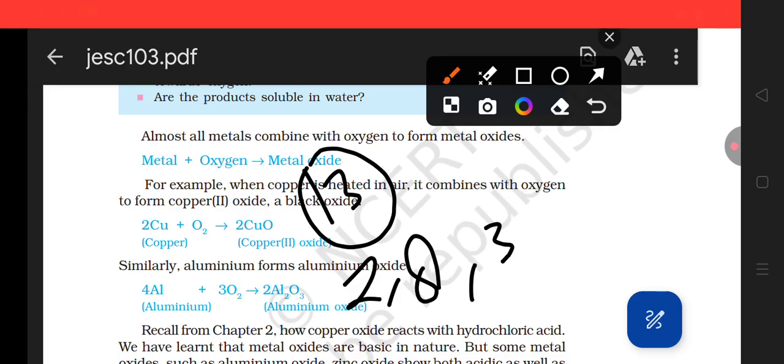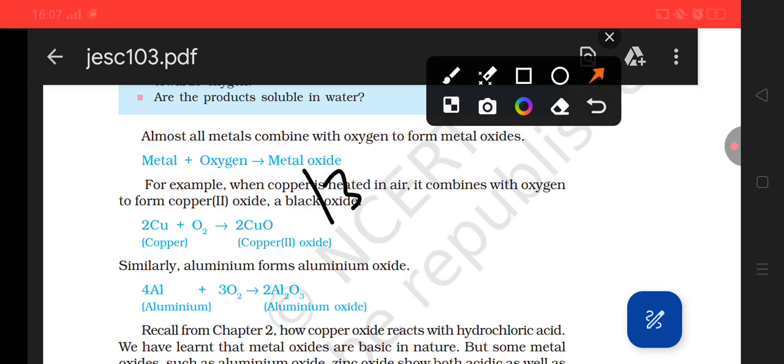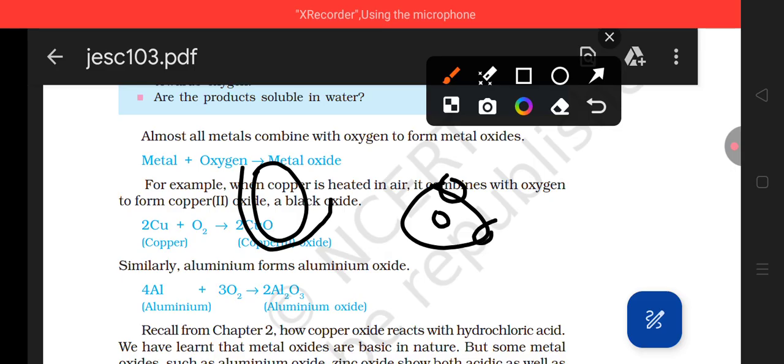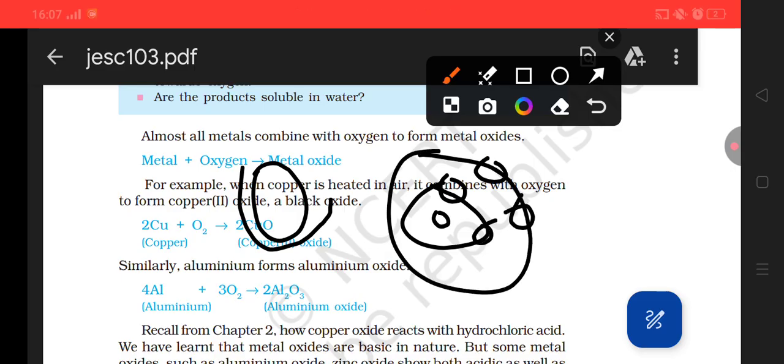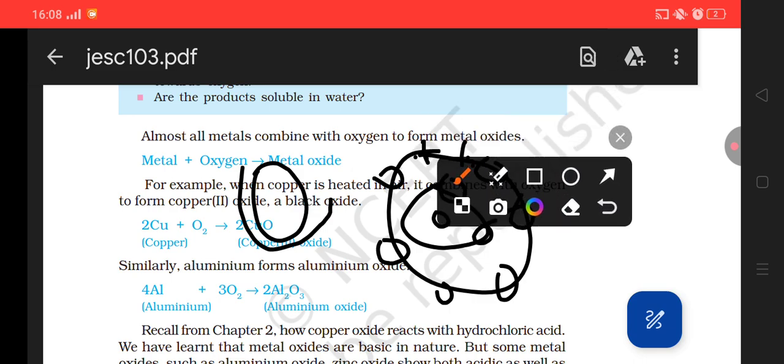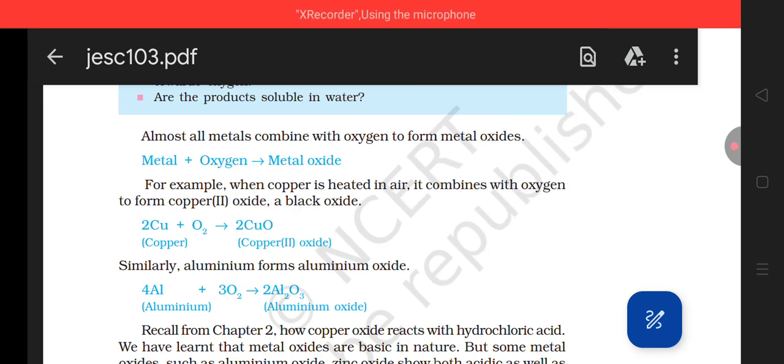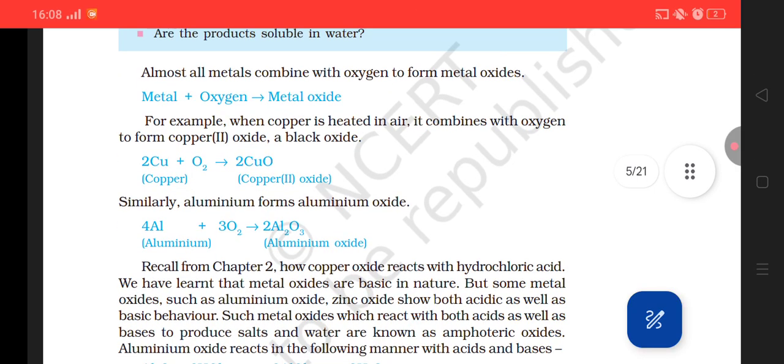Similarly, bachche, oxygen: the valency of oxygen is, see, oxygen has atomic number 8. Now the electronic configuration of oxygen is what? 2 electrons are here and 6 electrons are here. Now what happens? 2 more electrons should be filled here, so there are 2 valence. So that's why the valency of oxygen is 2. So when they combine, they will form Al2O3.